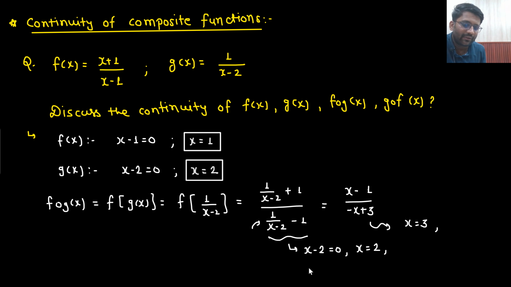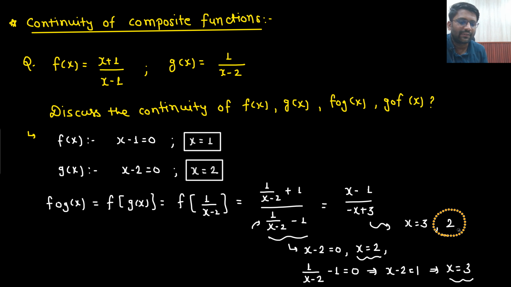And what will be the second matter of concern? The second matter of concern would be 1 upon x minus 2, minus 1, becoming 0. So from here you will see x minus 2 equals 1, or you can say x equals 3. So two matters of concern are there, x equals 2 and x equals 3. That means there will be 2 points where the function will become discontinuous. Is that understandable to you? 2 and 3 are the 2 points.